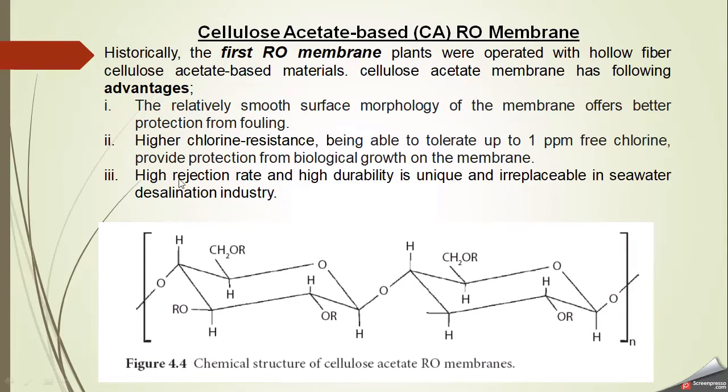Then the third one is high rejection rate and high durability, which is unique and irreplaceable especially in the seawater desalination industry, because seawater has higher TDS as compared to brackish water, so this membrane offers a high rejection rate and high durability. So these are some basic advantages of cellulose acetate.